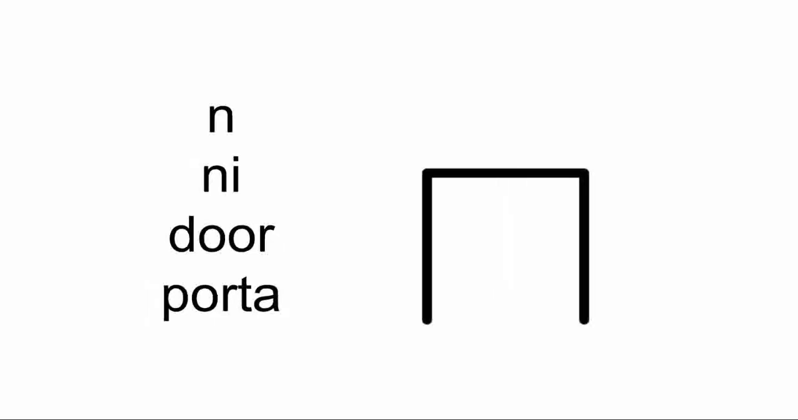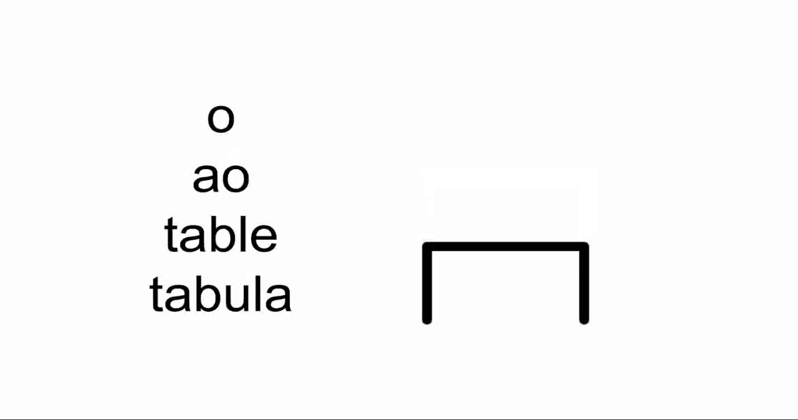The rectangle is represented by the letter M, pronounced ma, and it means paper or page. The open square in the upright position is represented by the letter N, pronounced ni, meaning door. The open rectangle in the upright position is represented by the letter O. It's pronounced ow, means table.